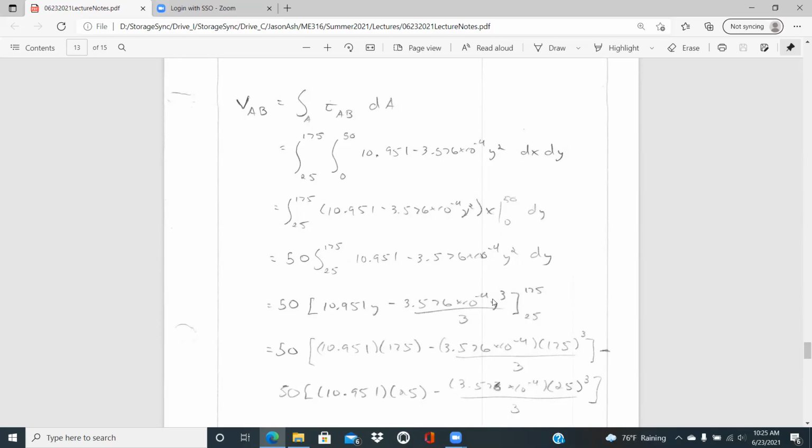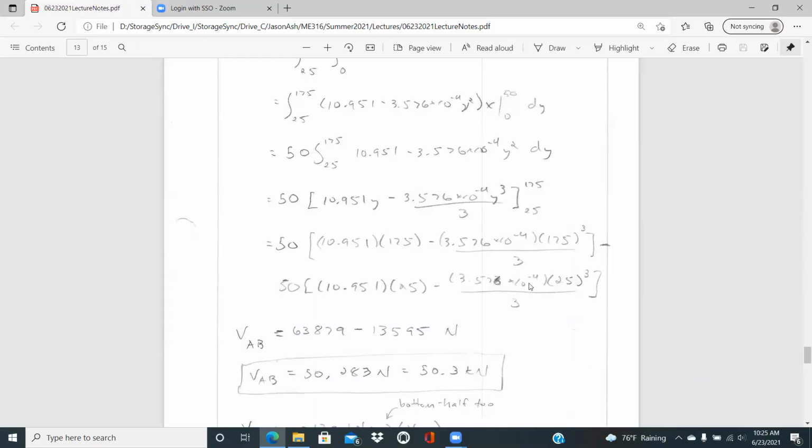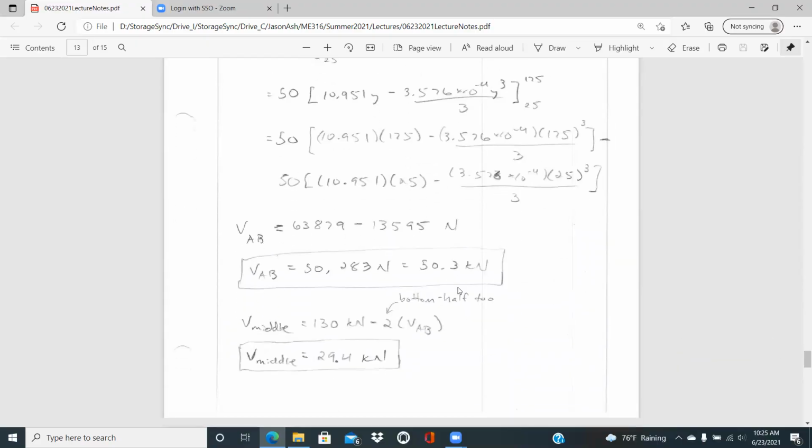Now we'll integrate again. You end up with a y in the first term, a y cubed over 3 in the second term. Limits of integration. Remember to subtract off the lower limit. And you'll find that your shear force carried by section AB is 50.3 kilonewtons.